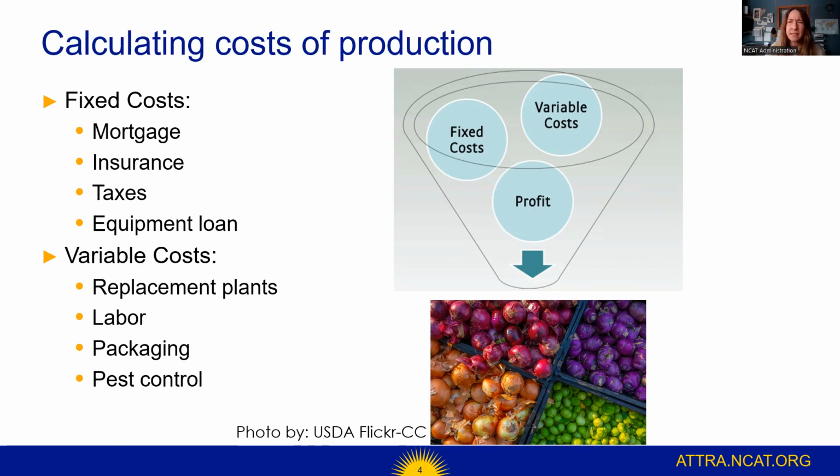Think of fixed costs as the monthly charges that don't change, like a mortgage, your insurance, or if you have a loan for equipment that pretty much stays the same every month. And then variable costs vary throughout the year or from month to month. Those can be costs like labor, seeds, utilities, etc.